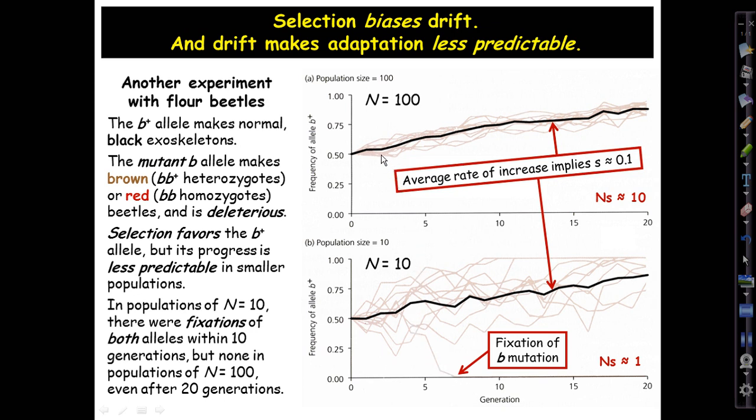In the larger populations, 10 times larger, with 100 beetles per generation, the trajectories spread out a bit, but none of them has come even close to fixing after 20 generations. But in both populations, the average trajectory shown by the heavy black lines is amazingly parallel. They both increase at a rate that implies a selective coefficient against the mutant B allele on the order of 10%.